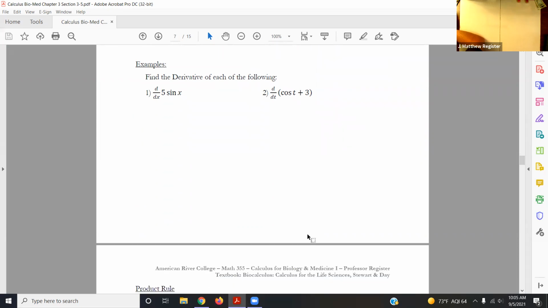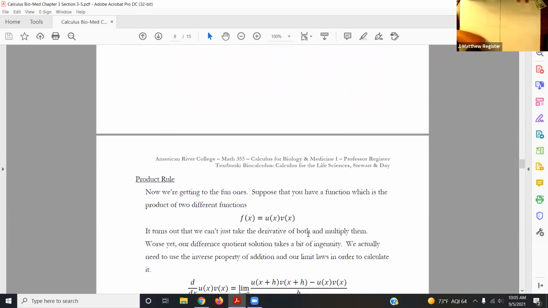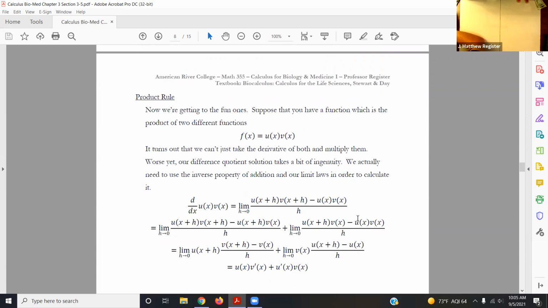I think we're getting to the product rule. Oh, we are. So now we're getting to one of the bigger ones. There are 3 really big rules: the product rule, the quotient rule, and the chain rule. And the product rule is the first big one. Suppose that you have the product of 2 functions. And so f of x equals u of x times v of x.